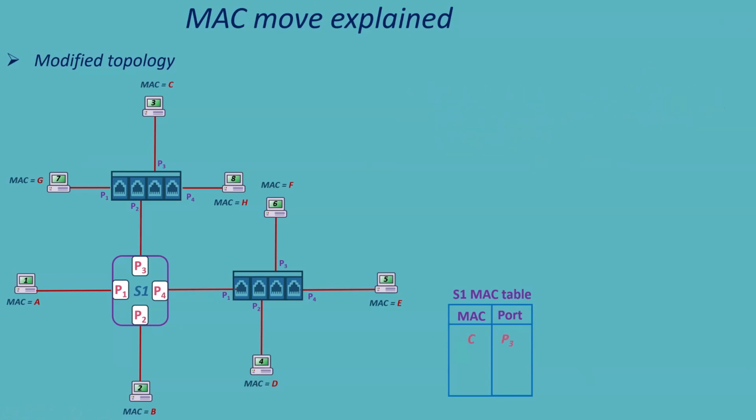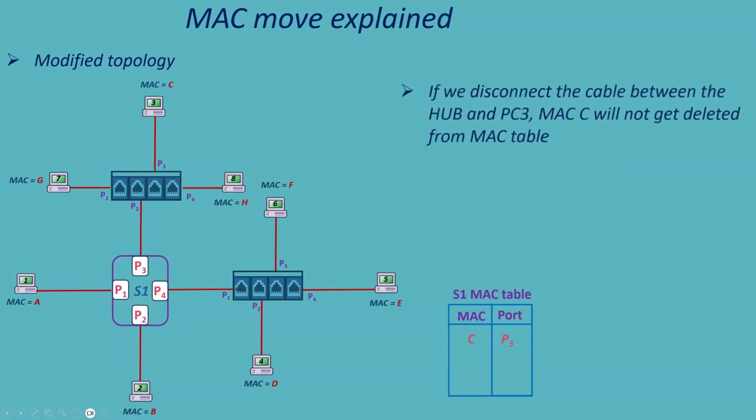However, instead of disconnecting that cable, if I disconnect this cable, then what happens? In this case, the indirect cable is getting disconnected. This cable is still in place. So this port will not go down, and hence this entry will not get deleted. The entry still remains there, so our MAC address still appears to be learned on port P3.